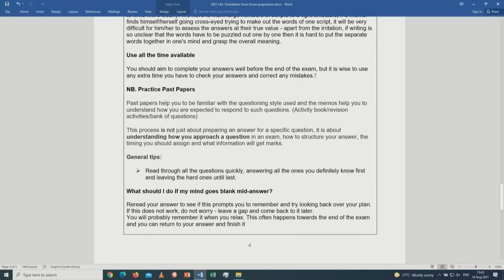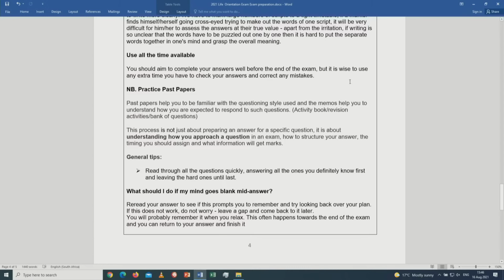Use all the time available. Often learners tend to rush into finishing the exam so that they can get free time and go out of the exam room. Remember, this is the last time in your entire life you will be writing this paper, and any exam paper for that matter. So these general tips that I'm giving are not only for life orientation, even for other subjects. The exams that you will be writing this year are your final exams of grade 12. So make sure that you make use of the time. If the paper says 2.5 hours, be sure to use the full 2.5 hours.